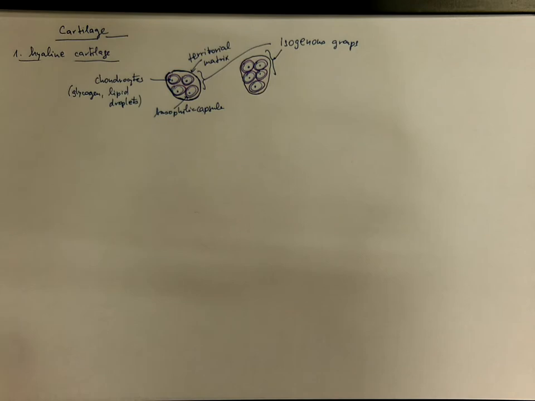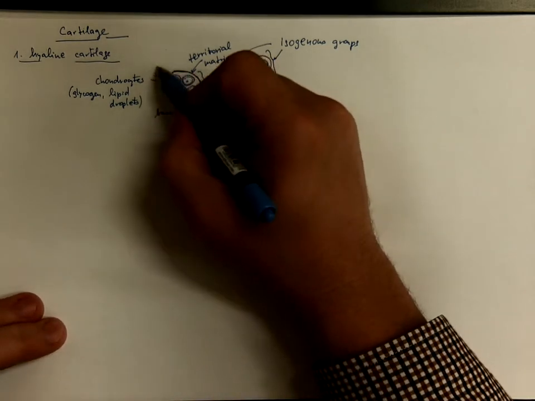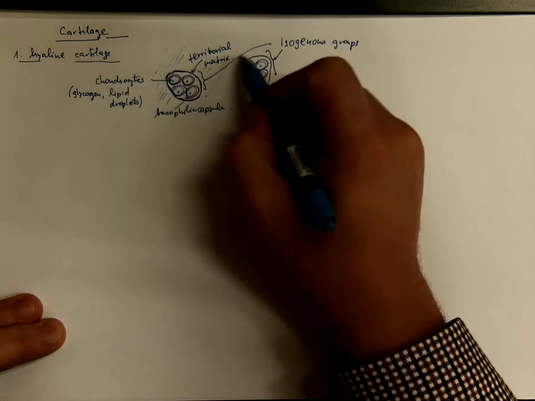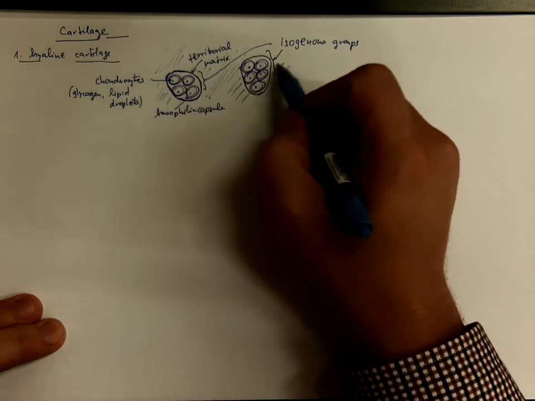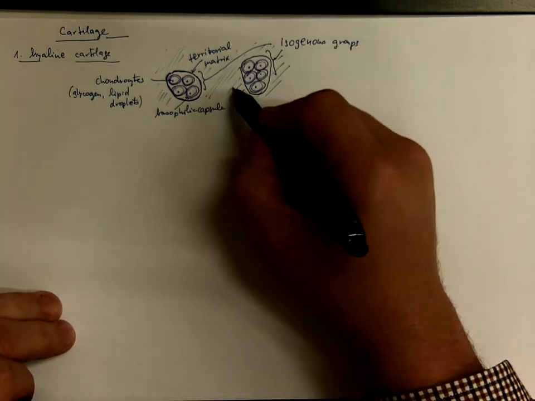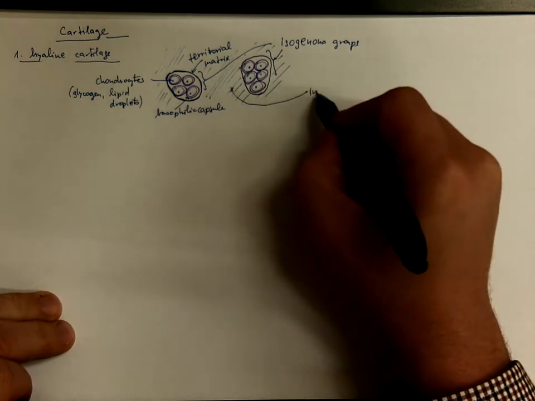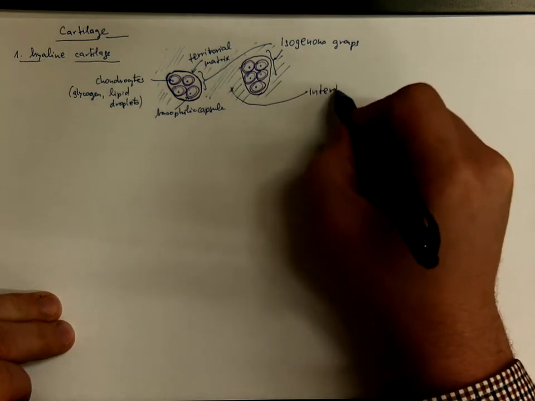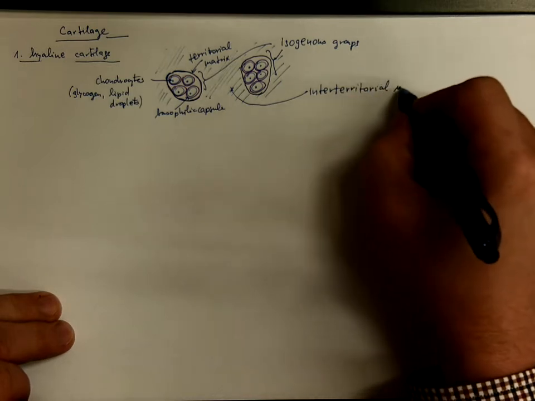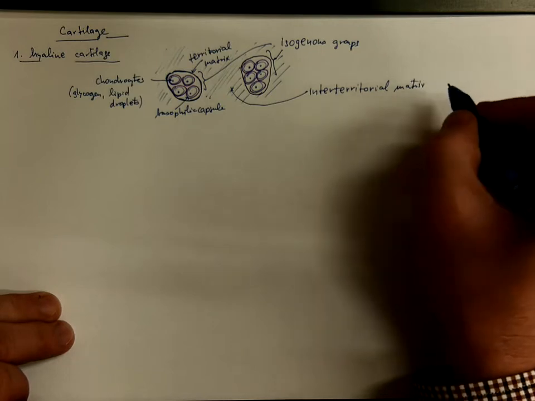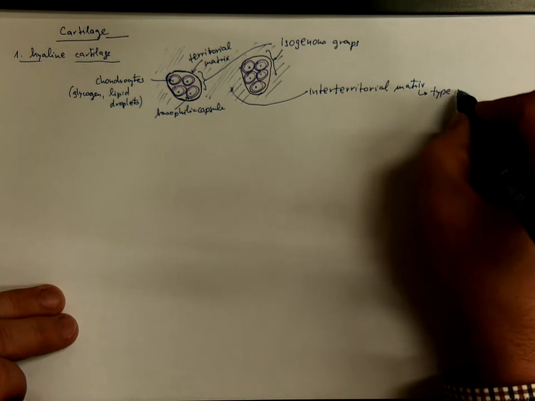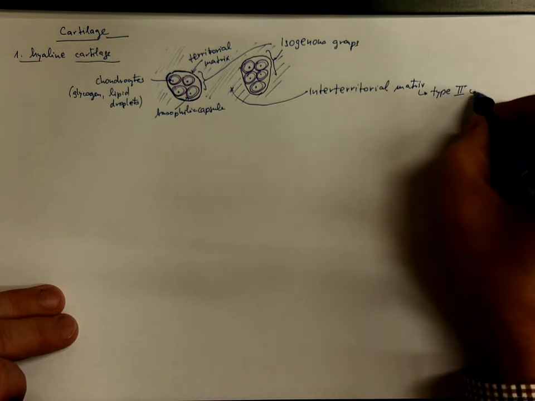And the extracellular matrix among the groups has highly homogeneous appearance in the routine sections in optical microscope. It's among the territories, therefore it's called interterritorial matrix. It's composed of mostly type 2 collagen.